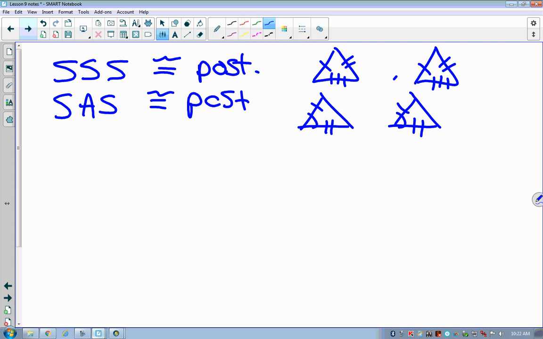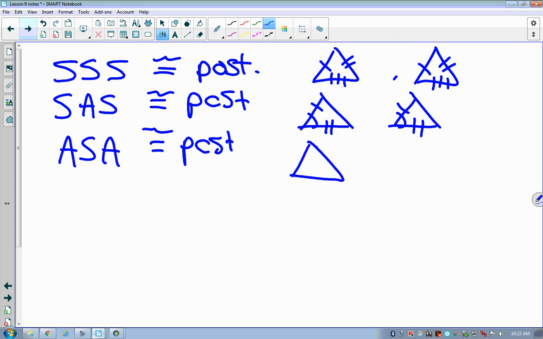So we have side angle side. Let's see, I believe we have angle side angle, the congruency postulate. This is where I have two angles and an included side. Give that another tick mark. Angle, side, angle.